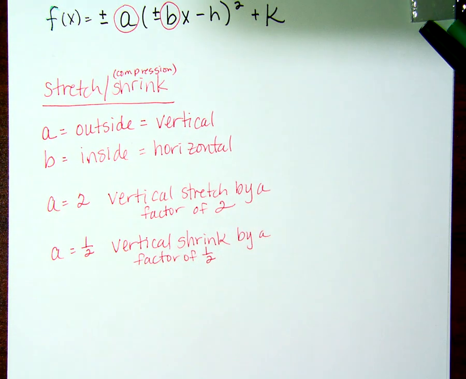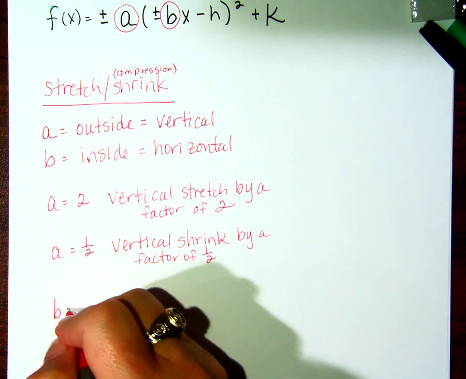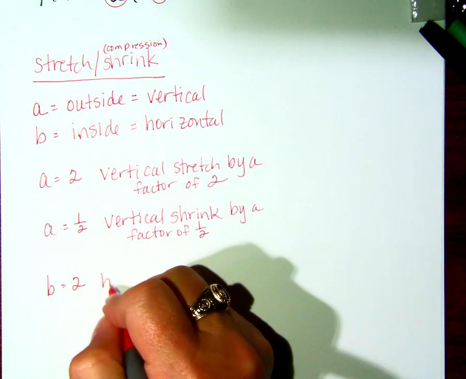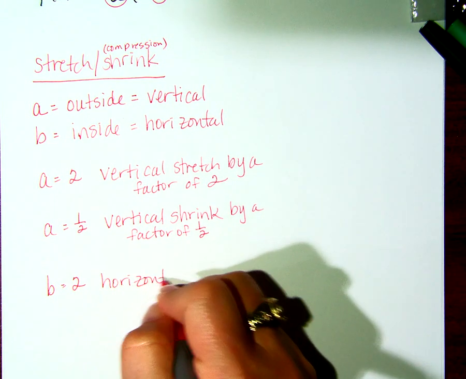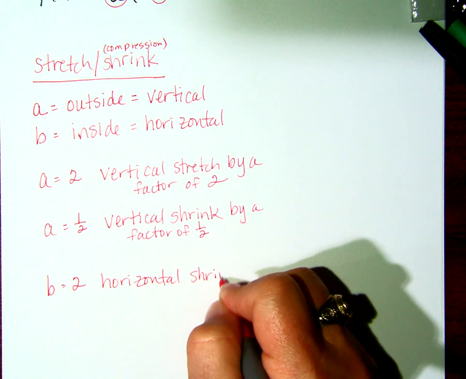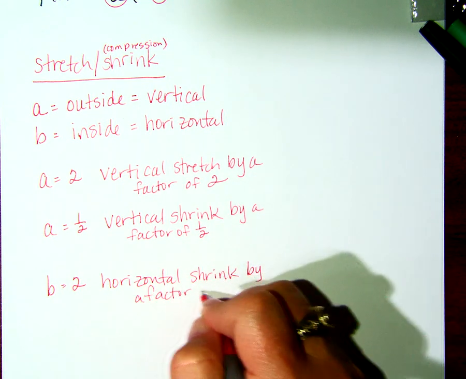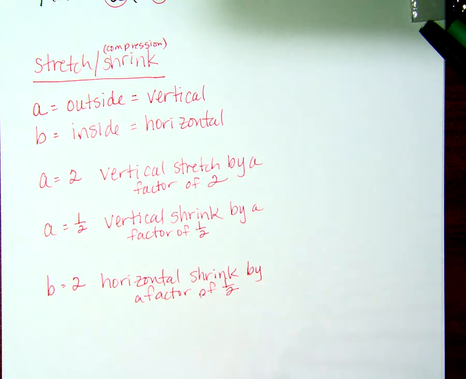How do you tell the difference between a stretch and a shrink? So if A is greater than 1, it's a stretch. And what causes a shrink? Between 0 and 1, right? Okay, good job. What about B? Where's B? So what if B is 2? Horizontal shrink by a factor of 1/2. That's exactly right.